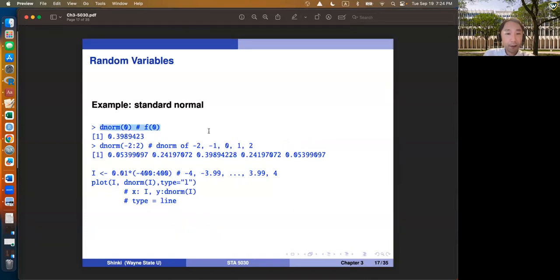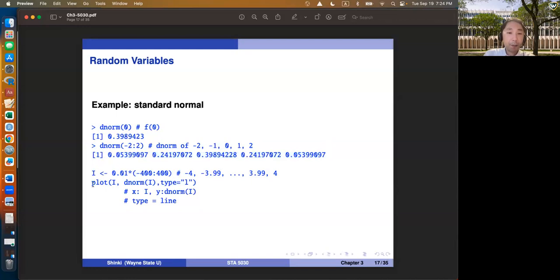Okay, so still, this is what I did last time. dnorm of 0 was 0.399, but you can also input multiple values in these functions. So dnorm of -2 to 2, then we can calculate these 5 values at once. Like this.